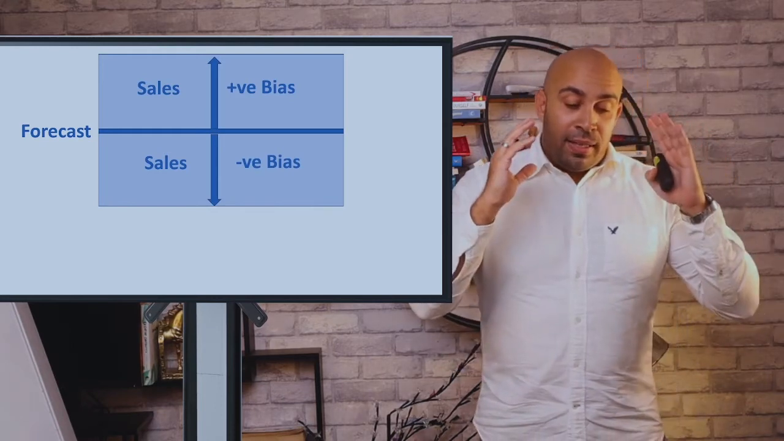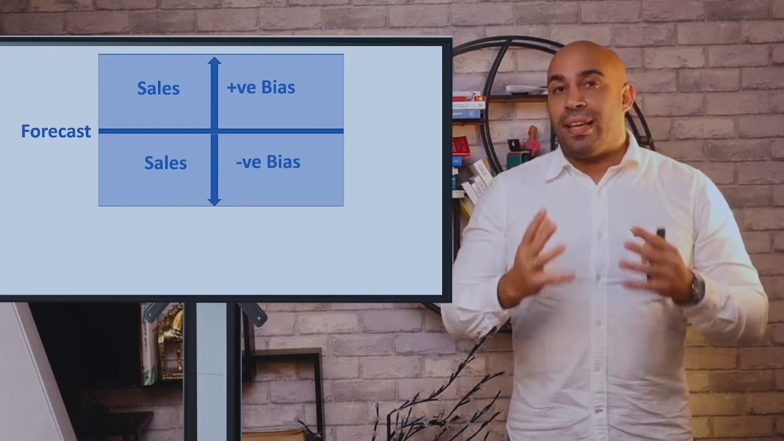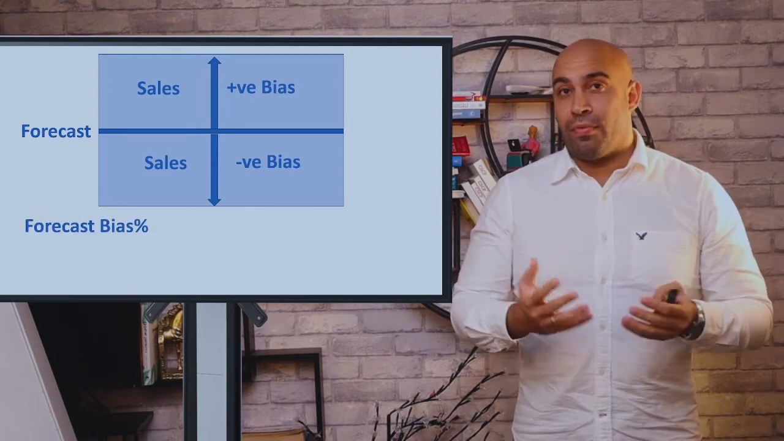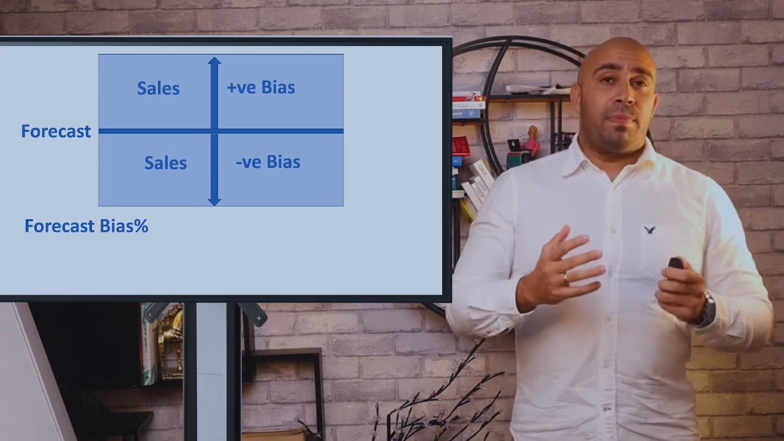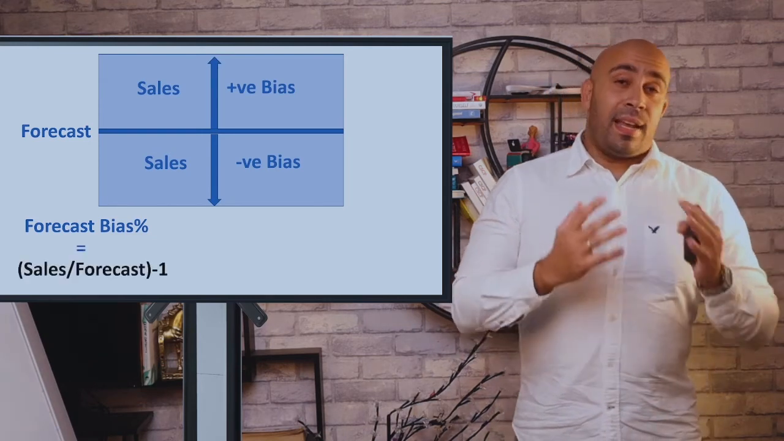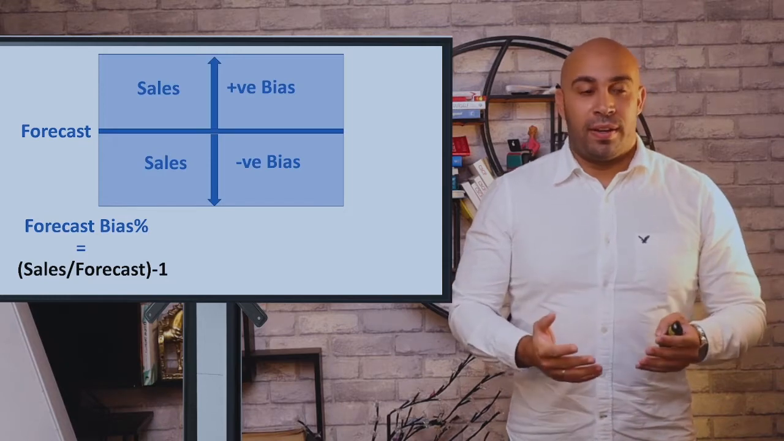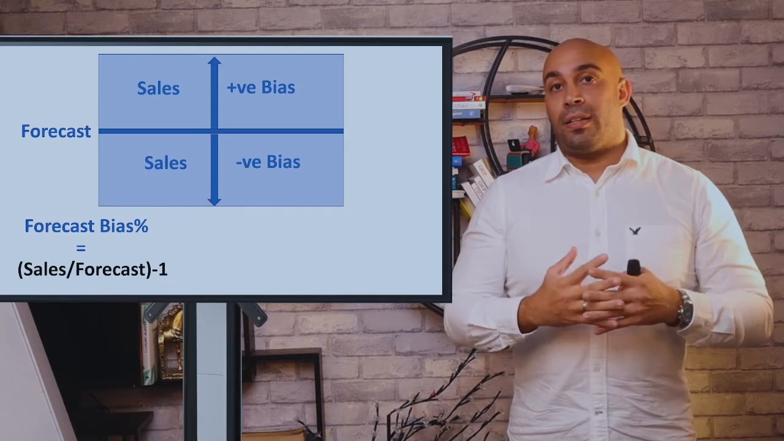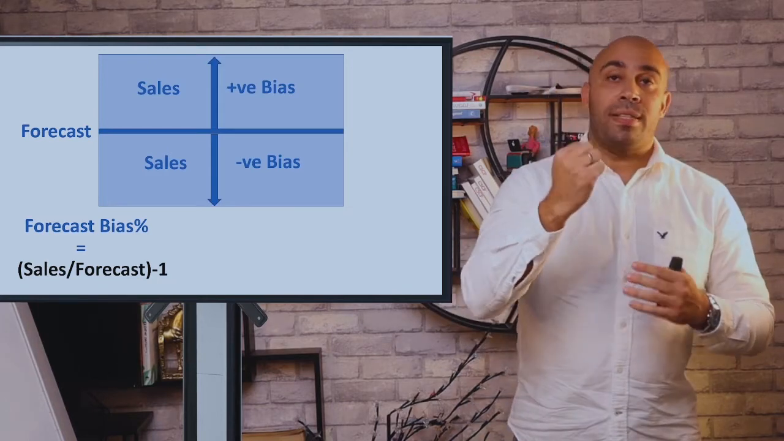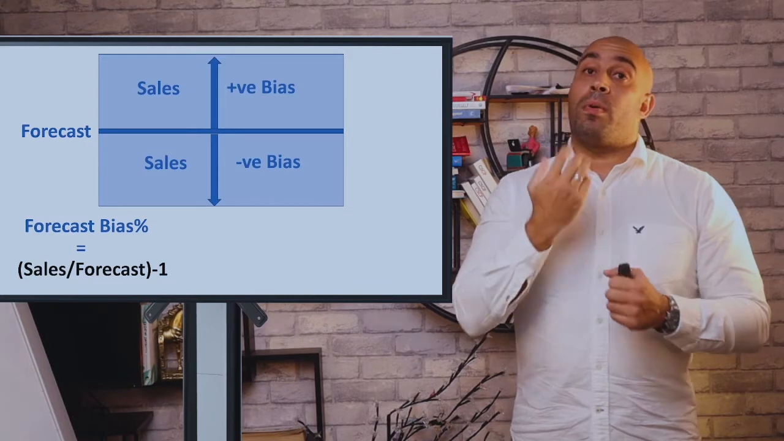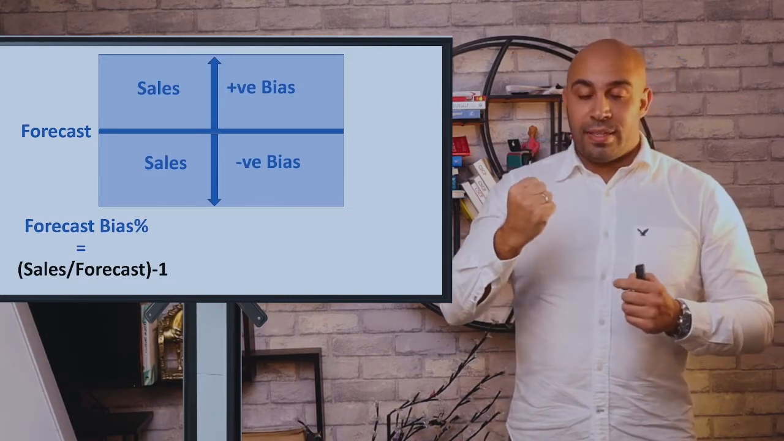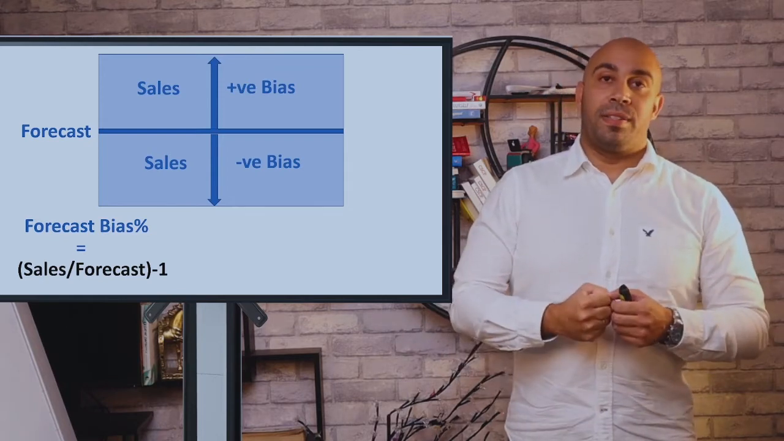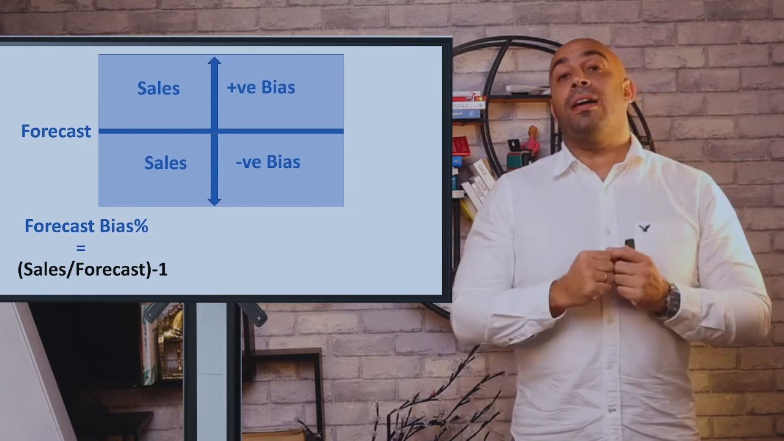So this just describes what forecast bias is. Let me give you the formula for the forecast bias. Forecast bias percentage is equal to sales over forecast minus 1. So if my sales is above my forecast, then I'm on the positive side, so I am positively biased. If my sales is lower than the forecast, then I'm negatively biased. If my sales is equal to the forecast, then I am zero biased.